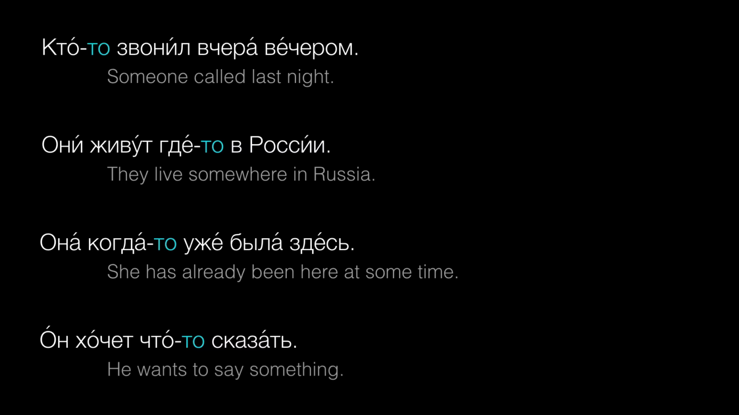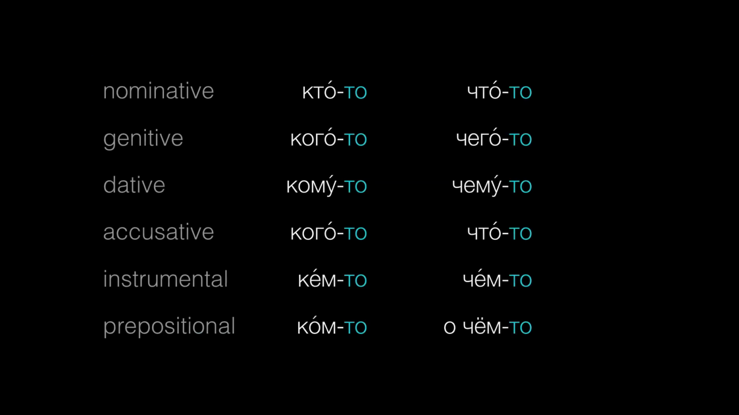Notice how in these examples we're referring to a specific person, a specific place, time, or thing. We may not be able to identify it. I may not know exactly who called or where they live in Russia, but that's okay as long as we're referring to something specific. Keep in mind that when you use a word that changes for case, like кто, что, or какой, you'll need to change it in these expressions too. But the second part, то, does not change.